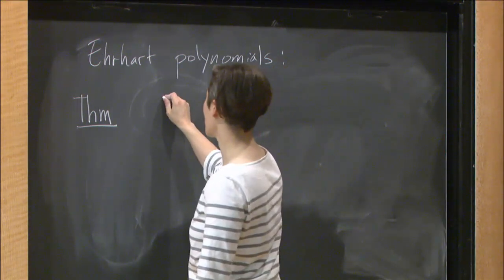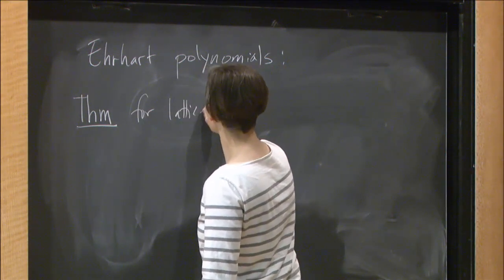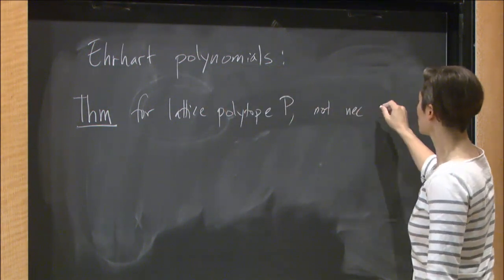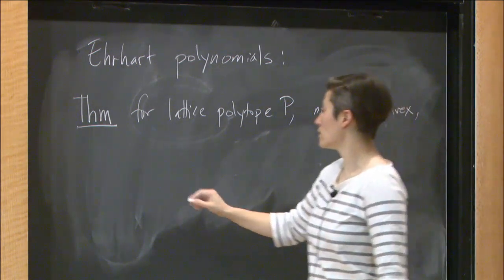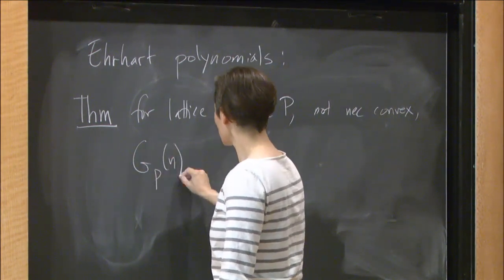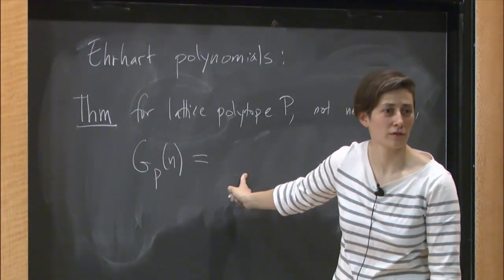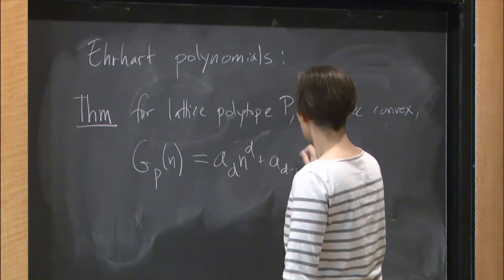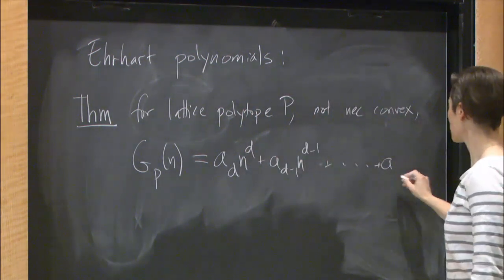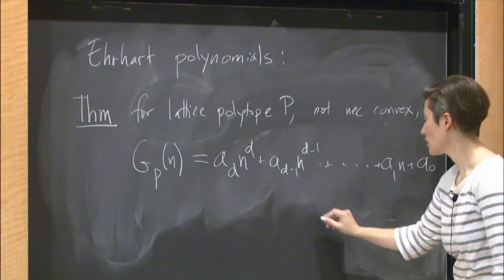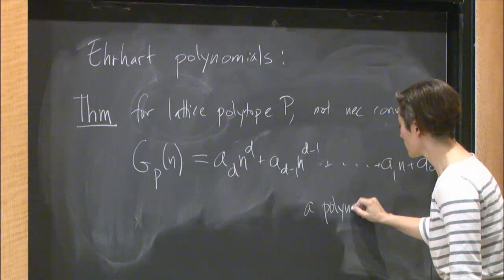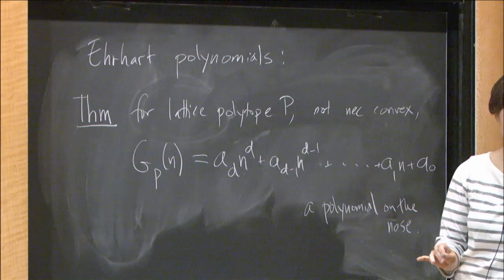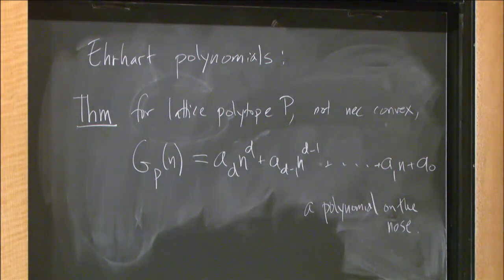And the theorem is that for a lattice polytope P, not necessarily convex, that the enumeration equals a polynomial. This is amazing. So it's a_d n to the d plus a_{d-1} n to the d minus 1 plus dot dot dot plus a_1 n plus a_0. A polynomial on the nose. Not just polynomially growing, a polynomial, the genuine article.